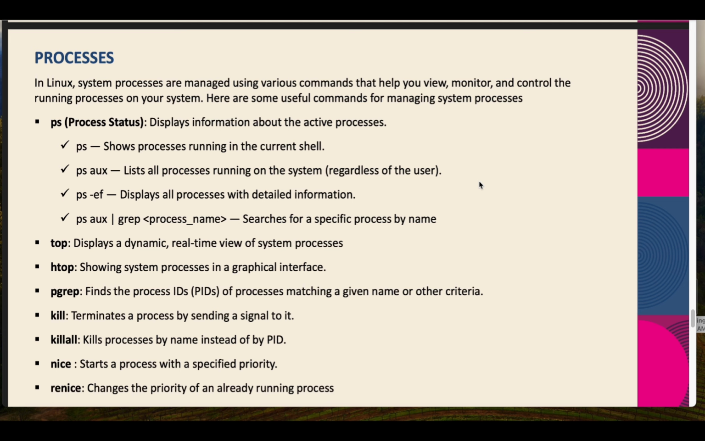First is the ps command. The ps command is process status. It will display information about the active processes. There are a couple of versions of that with different kinds of parameters. Plain ps will list all the running processes in the current shell or for the current user.